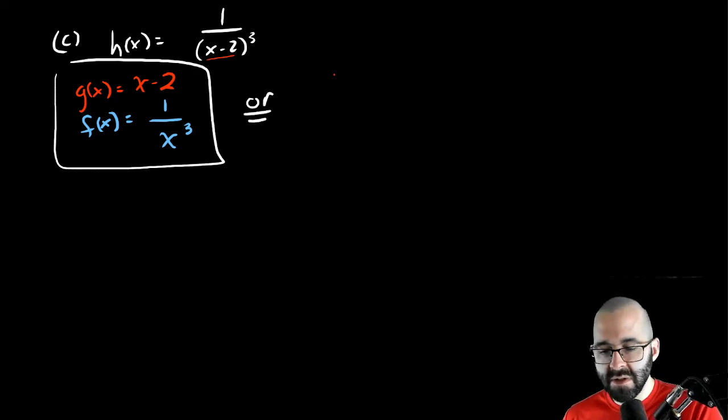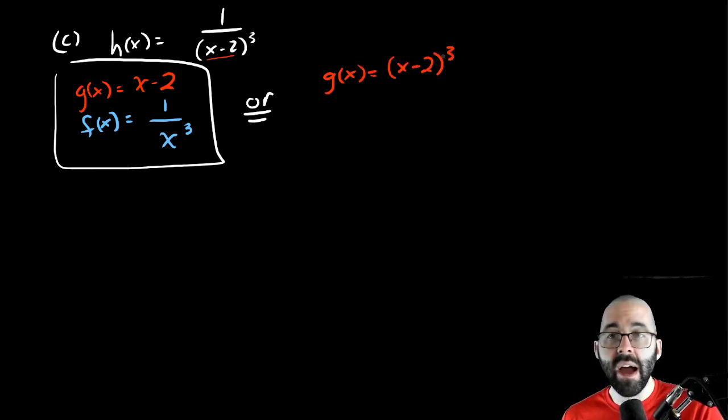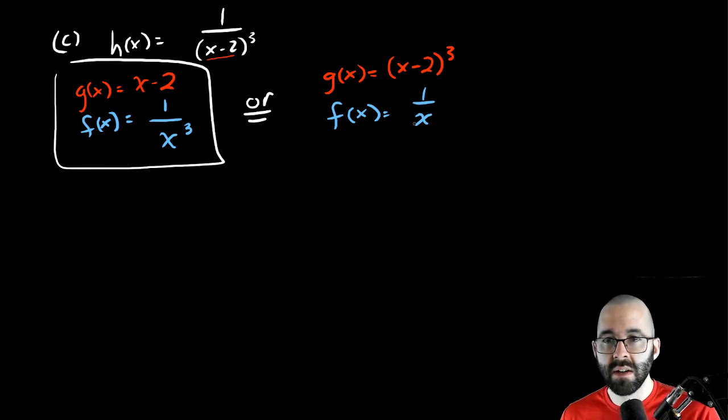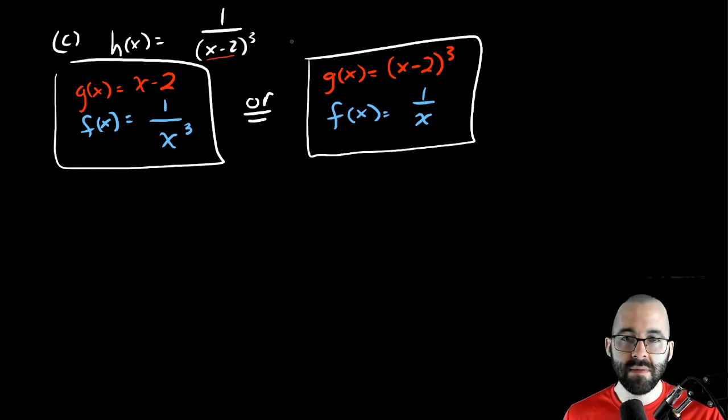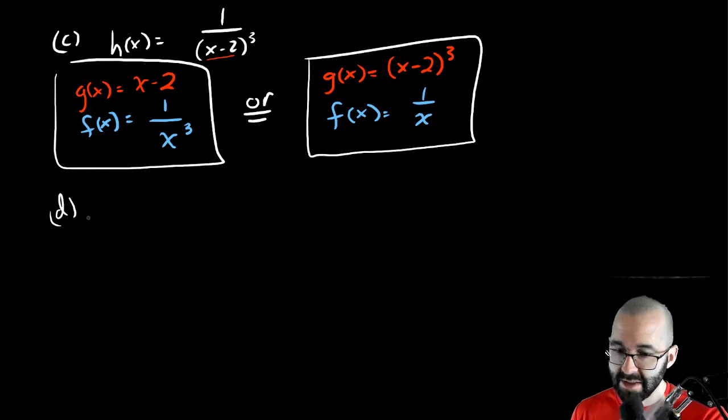But another answer, you could also say that g of x is the whole denominator. This would also be perfectly correct. But if g of x is the whole denominator, then f is going to be a little different. Then f just says take the reciprocal of g. So both of these are perfectly correct answers. Just depends on what you choose as your inside function. You could check your work on this one as well. It would be a good exercise if you wanted to pause the video and check these answers. That'd be a really good idea.